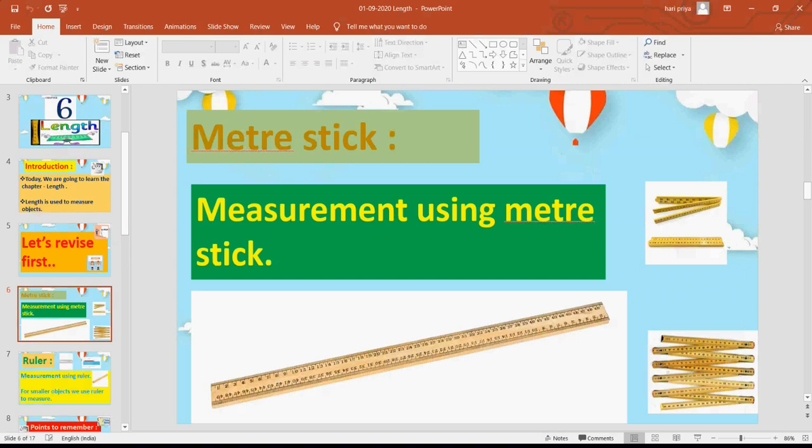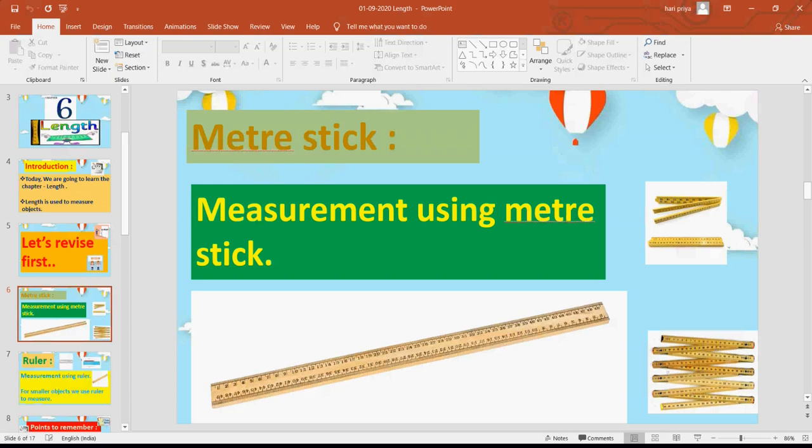So we came across a term called meter stick. As I already told you, in those days people used the meter stick for measuring larger objects. I will tell you when you can take your box notebook and make a note. Until then you can listen.